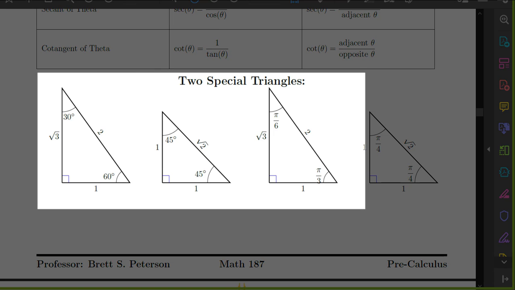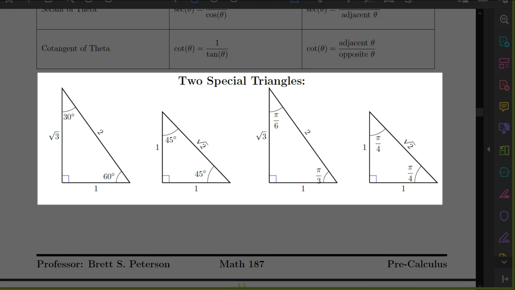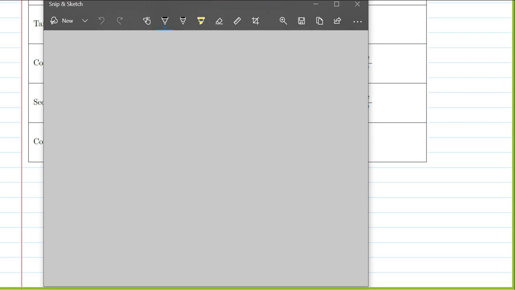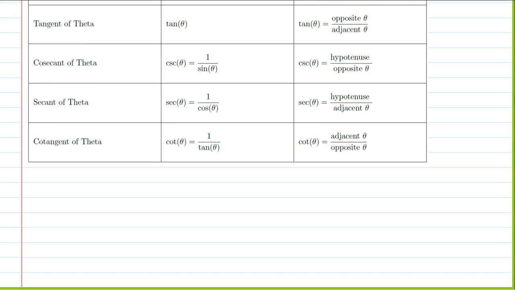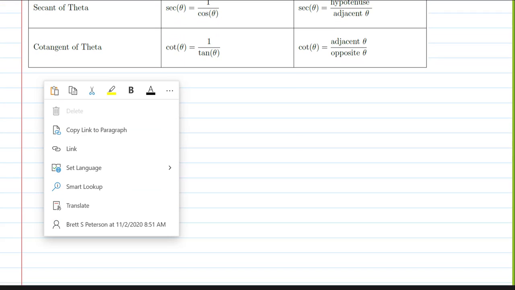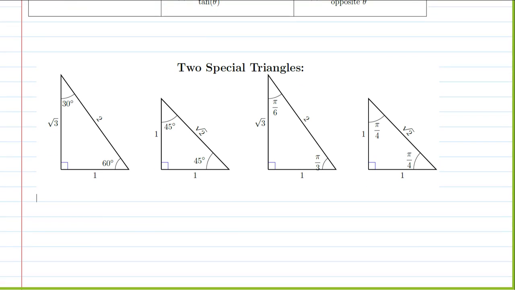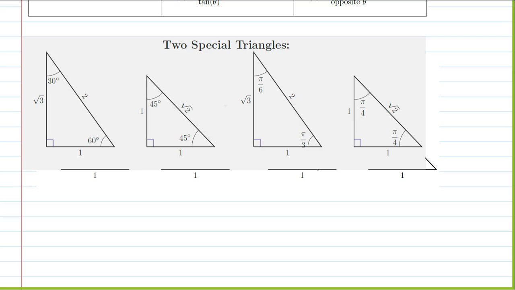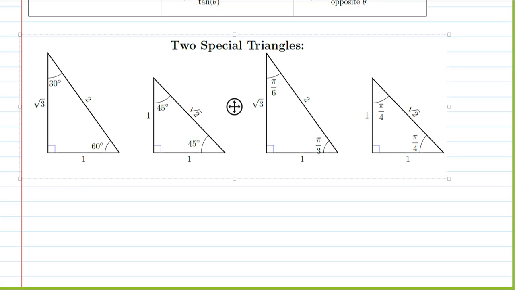We have 2 special triangles that we want to talk about, and you're probably saying, well, Professor Peterson, I count 4 triangles. The reason I say 2 is the 2 pairs are actually the same triangles. It's just one of them is written in terms of degrees, and the other is written in terms of radians. So in these triangles, 60 degrees is the same as pi over 3 radians, and 30 degrees is the same as pi over 6 radians.